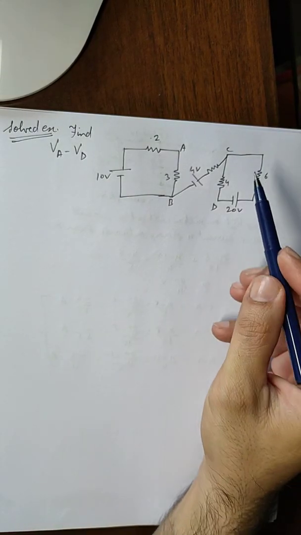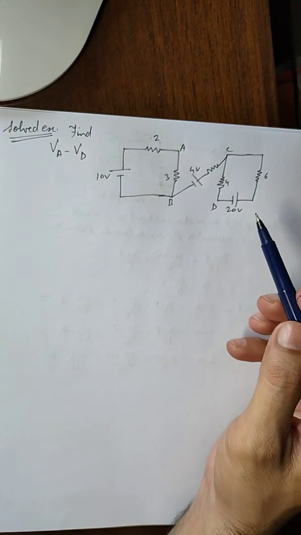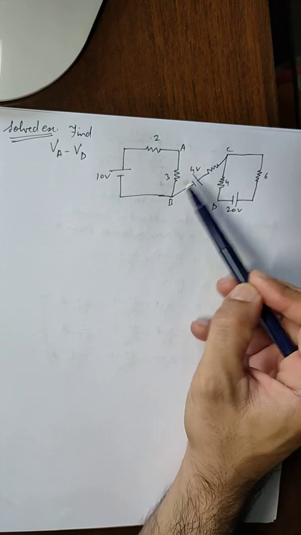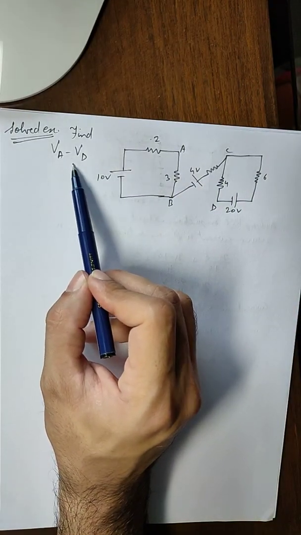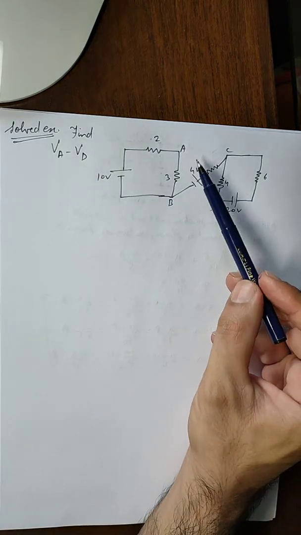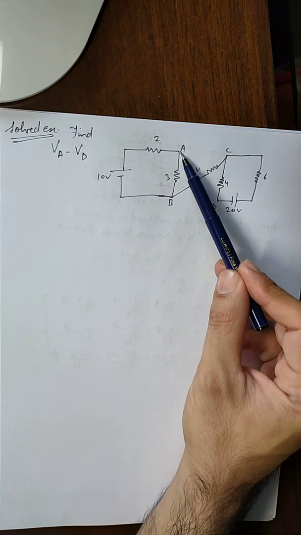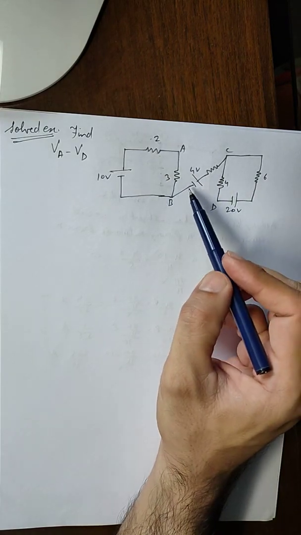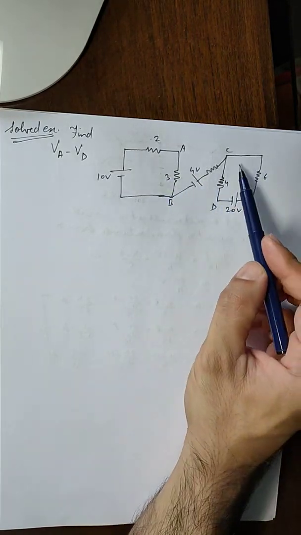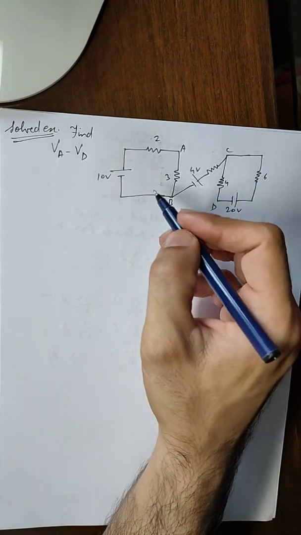In this question, this circuit is given to us, and there are 4 points A, B, C, D given to us, and we have to find the value of VA minus VD. That is, we have to find the potential difference between this point and this point. So in this circuit, if we look carefully, we have two loops. So we can find it by using Kirchhoff's voltage law.